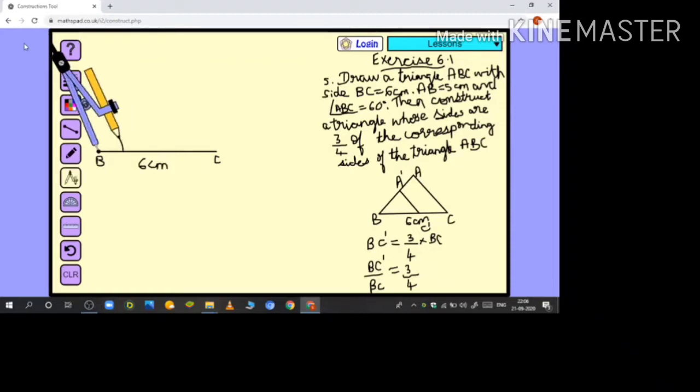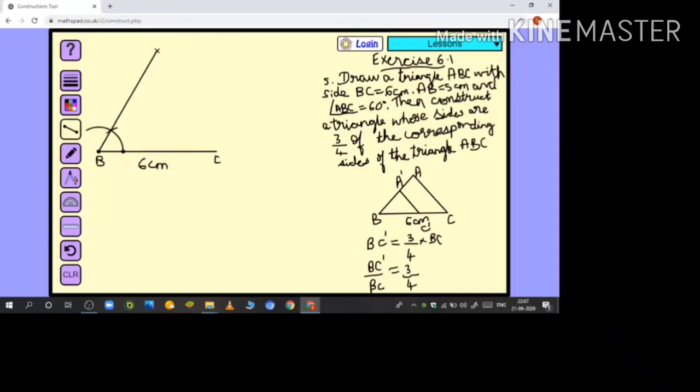Steps of construction. Step 1. Take a line segment BC of 6 cm. Step 2. Taking B as the center and radius less than half of BC, cut an arc. Without changing the compass length, cut the initially cut arc. A point is obtained. Join B and the point and extend the line segment. So angle ABC is equal to 60 degrees.